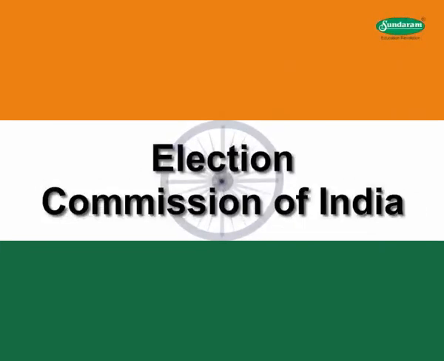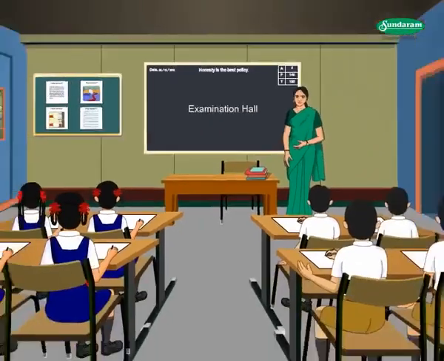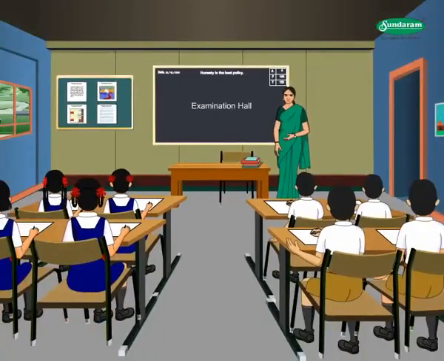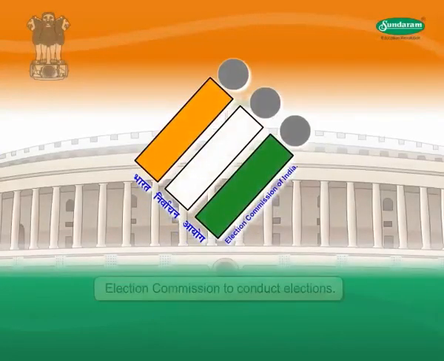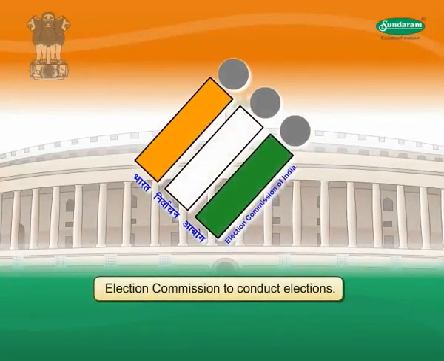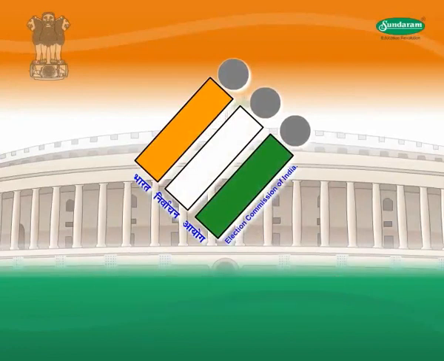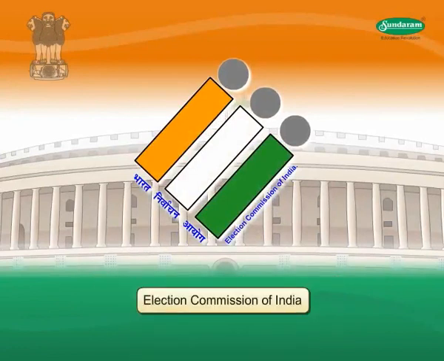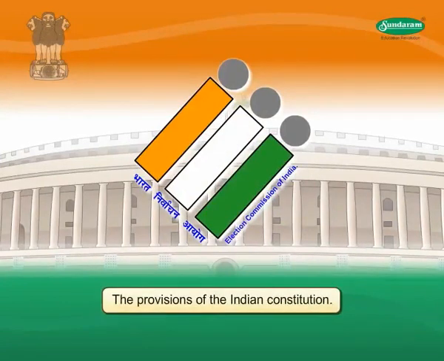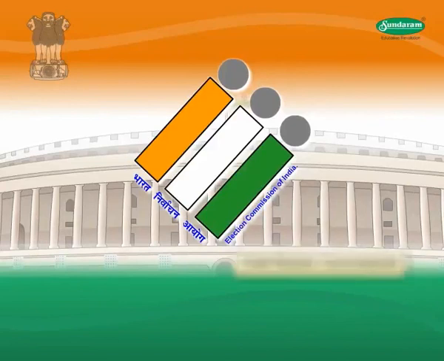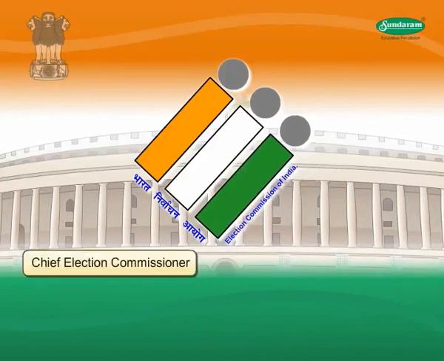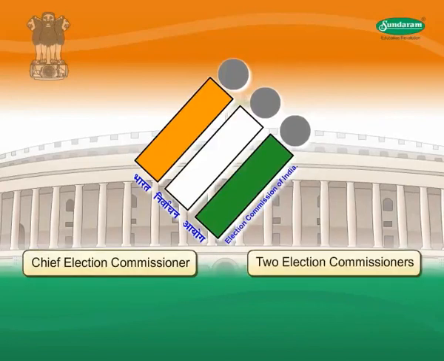Election Commission of India. As there is a board to conduct the 10th examinations, similarly, there is an election commission to conduct elections. Election Commission of India is formed through the provisions of the Indian Constitution. It consists of Chief Election Commissioner and 2 election commissioners.